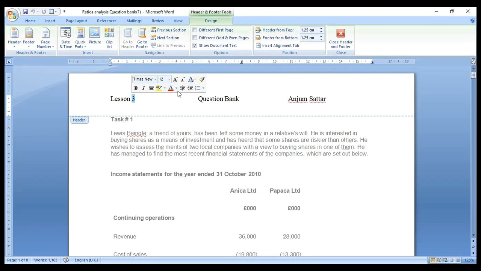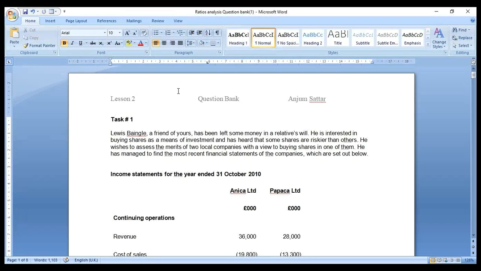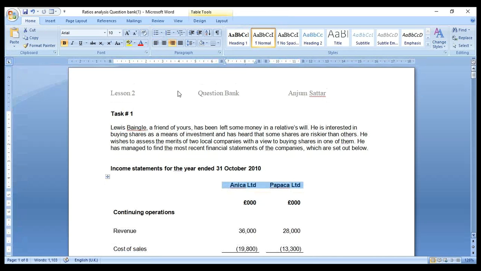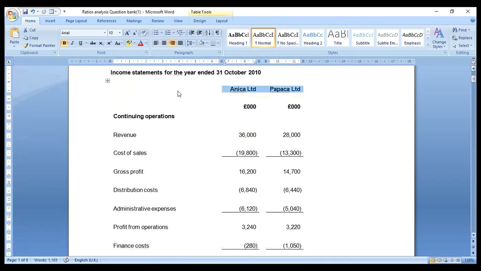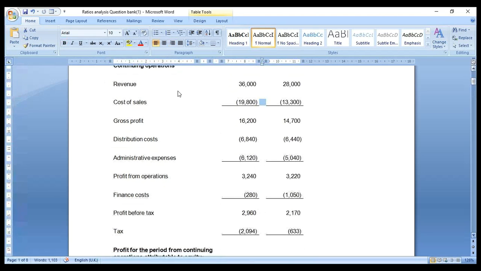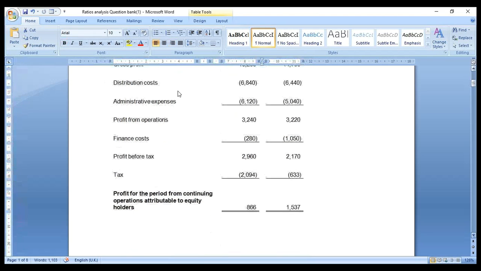Okay, so please, we can look at this. We have a company called Anika and Kapika. Let's say two companies. We can apply the same approach to real companies as well. So we have revenue, we have cost of sales, we have gross profit, and we have all the other expenses, and we have a profit from operations.